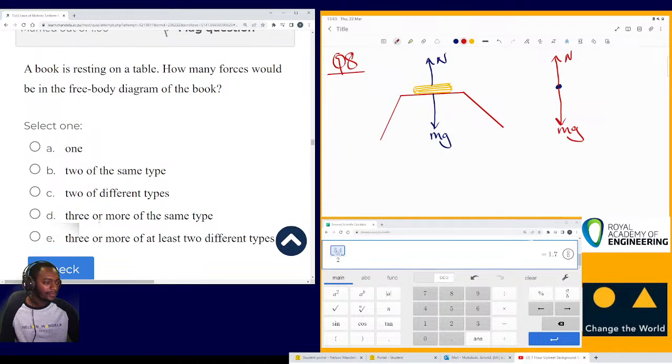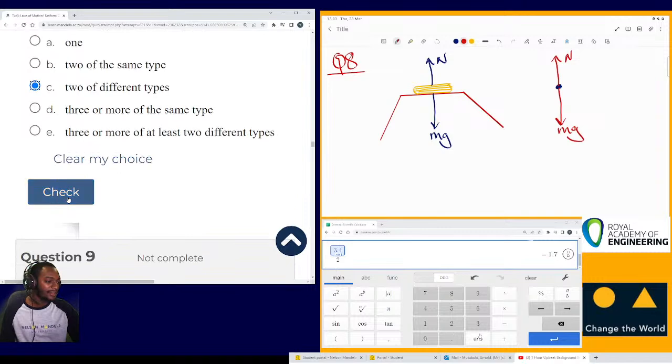Sir, can you please repeat that? From the options that we have on the screen, we've already agreed that we have 2 forces. Then on the options, option B says 2 of the same type, and C says 2 of different types. Yeah, I think it's C, sir. Yeah, 2 of different types, because they're not acting in the same direction.